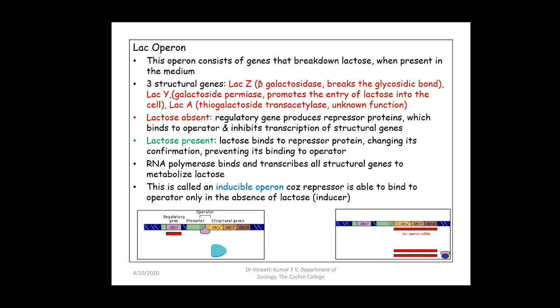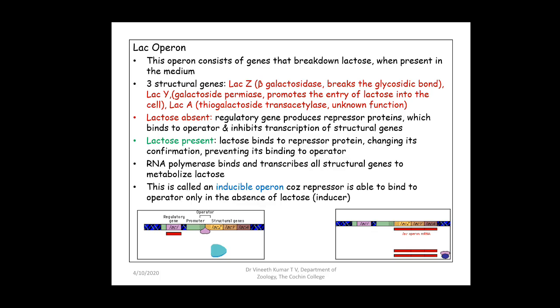So the regulatory gene is producing the repressor protein, and because there is no lactose, it binds to the operator and inhibits transcription of the structural genes. As I said earlier, whenever the repressor protein is present on the operator, the RNA polymerase cannot move downstream. As a result, there is no transcription.